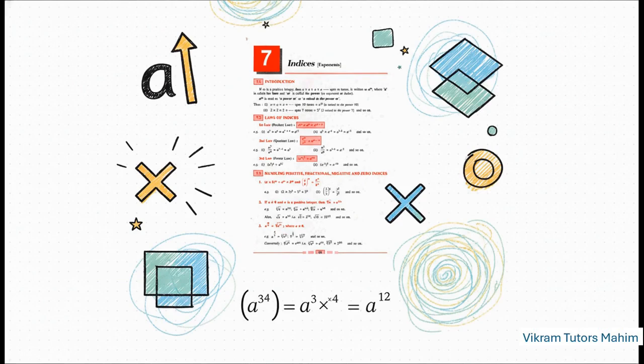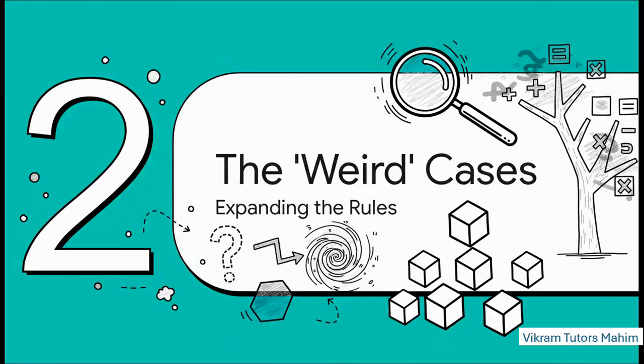And our final core tool is the power law. So what happens when you have a power that's being raised to another power, usually with parentheses like this? You just multiply the exponents. So if you've got a cubed, and that whole thing is raised to the power of 4, you just do 3 times 4 to get a to the power of 12. And there you have it. That's our basic toolkit.